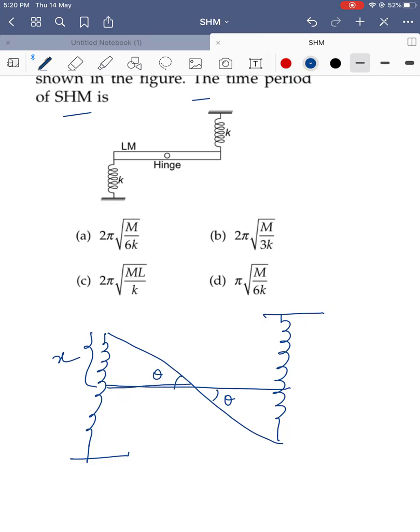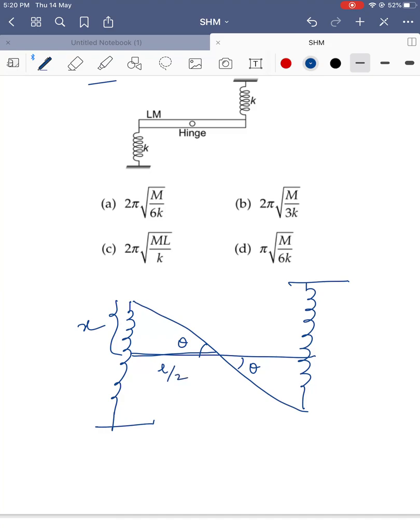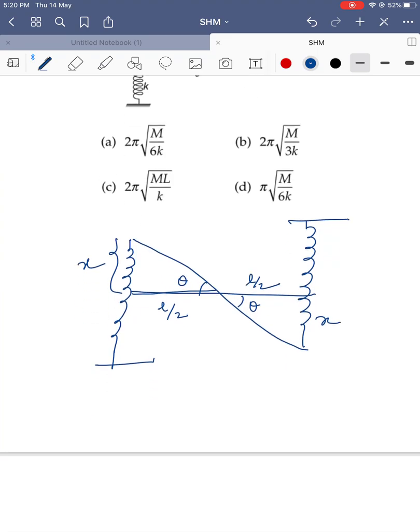So what is the distance here? Length half, total length 2l or l? So it will be l by 2, it will be l by 2. Here also if it is displaced x here, it will be displaced x here. So torque acts in which direction on this body? Torque is in anti-clockwise direction. So on the other side also, anti-clockwise direction. So both go in anti-clockwise direction.